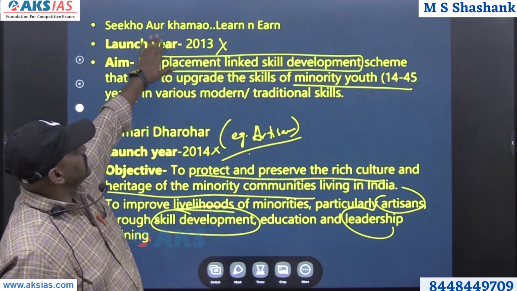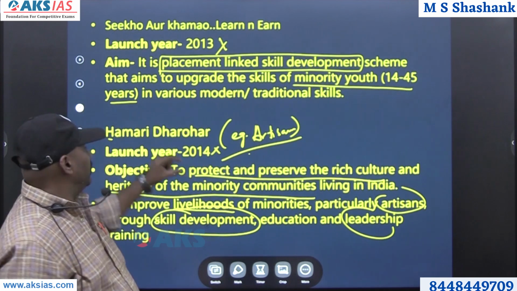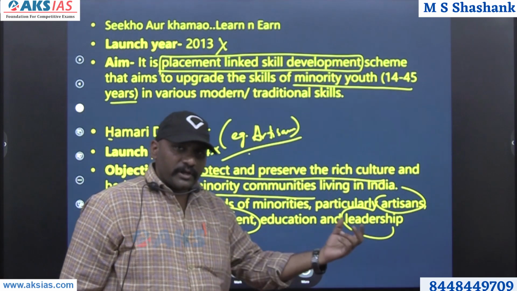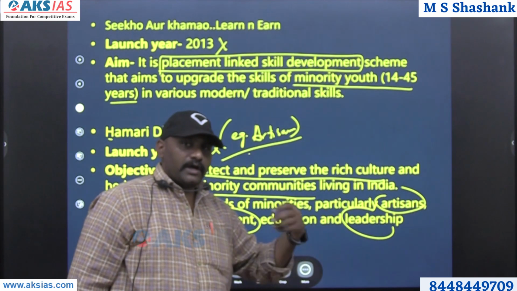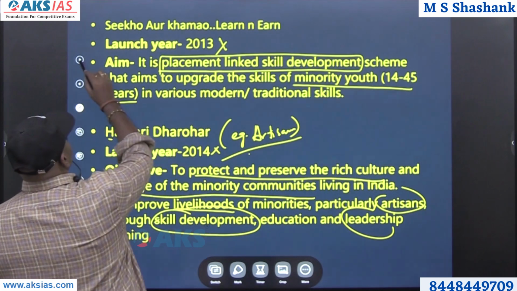So please remember Seekho aur Kamao for minority youth 14 to 15, that is a keyword. For Hamari Dharohar, it is to preserve the rich culture of the particular minority community and help those people who are doing artisanal work and all these works to improve their livelihood. If you remember that, that's sufficient for your prelims.